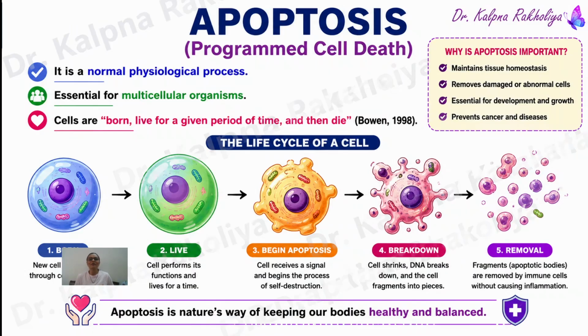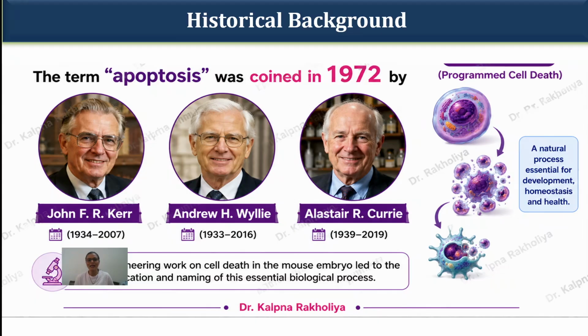Let's discuss the definition of apoptosis. Basically it is known as programmed cell death. It is a normal physiological process. It is essential for multicellular organisms, and cells are born, live for a specific period of time, and then die. As per Bowen, apoptosis is a natural way of keeping our body healthy and balanced.